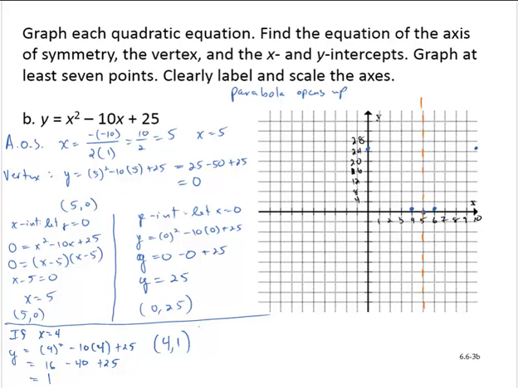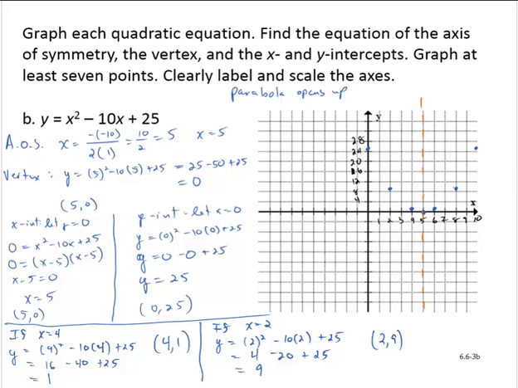All right, and how about if x equals, say, 2? If x equals 2, then y equals 2 squared minus 10 times 2 plus 25. So y would equal 4 minus 20 plus 25. So let's see, that's negative 16 plus 25, which is 9. So if x equals 2, y equals 9, and we have the ordered pair 2, 9. So 2, 9 is here. And then using symmetry, that would mean that we would have 8, 9 as well.